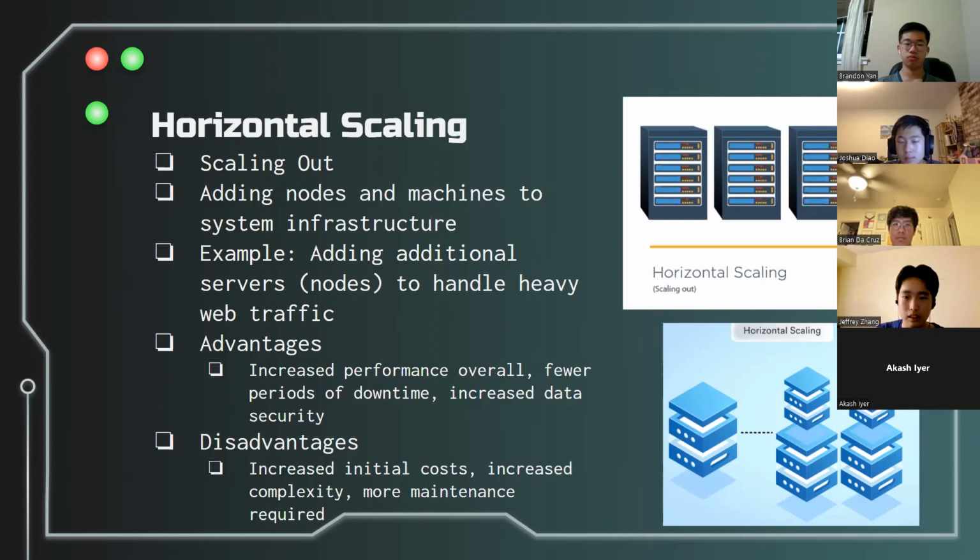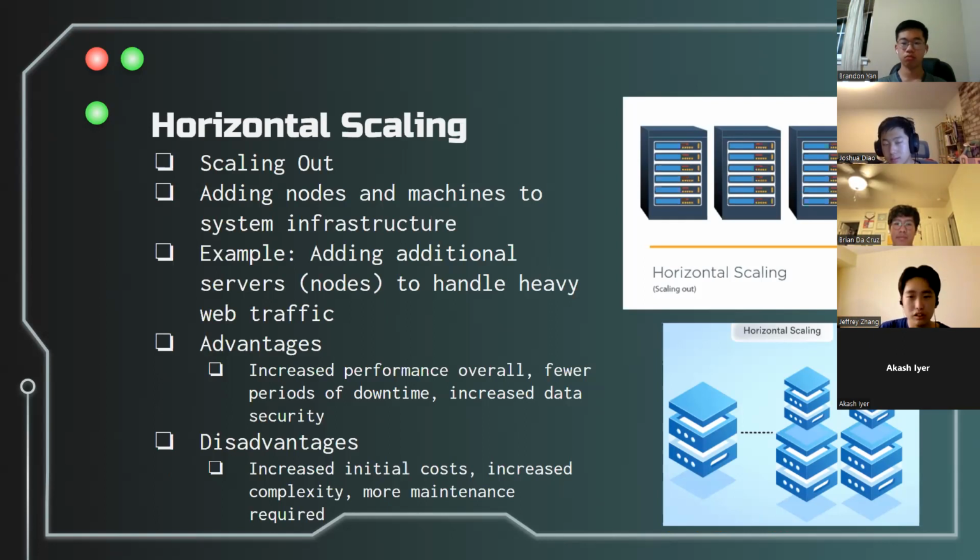But there are also some disadvantages to horizontal scaling. It increases the initial cost because you have to buy a lot of machines and each machine costs the same amount. It's much more expensive to buy multiple machines than just upgrade a single one. It also increases control and management complexity. You have multiple machines, so you need a more sophisticated algorithm to control and handle all those machines at the same time.